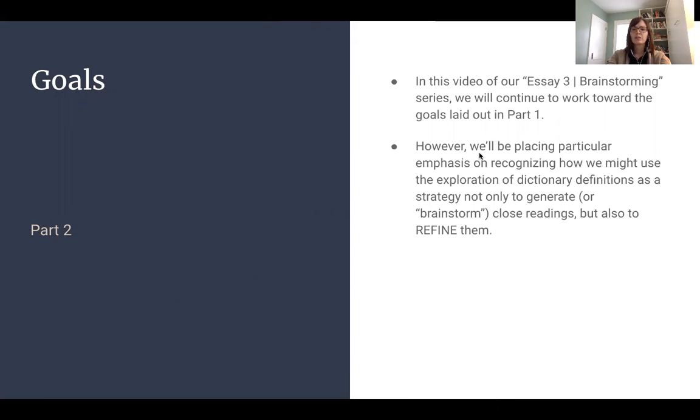But here in part 2, we are going to be placing particular emphasis on recognizing how we might use the exploration of dictionary definitions that we've been working on as a strategy not only to generate or to brainstorm, as we've been calling it, close readings, but also to refine them. And as we'll see, that language refine comes from our grading criteria.